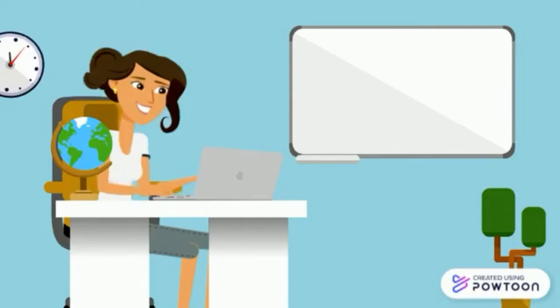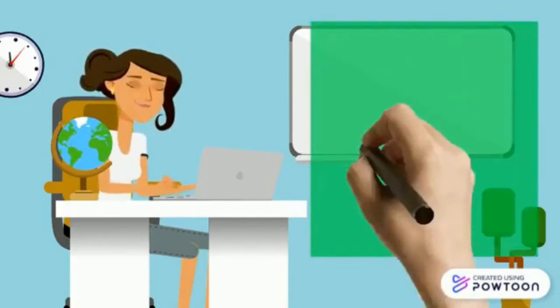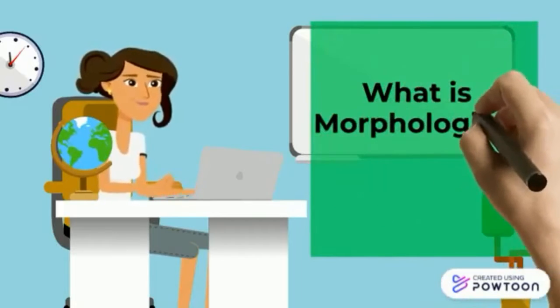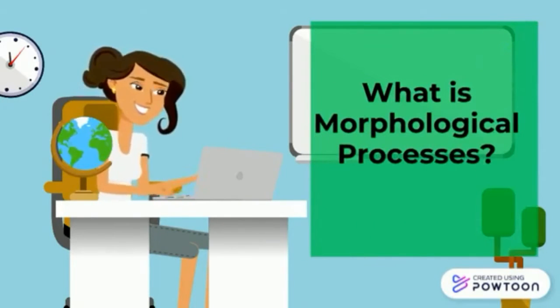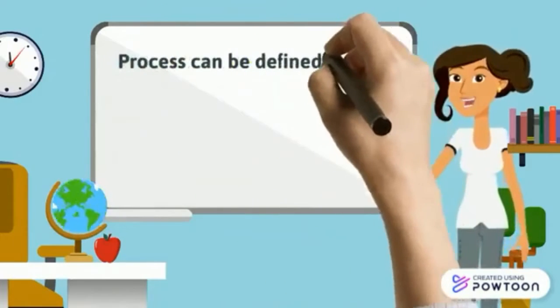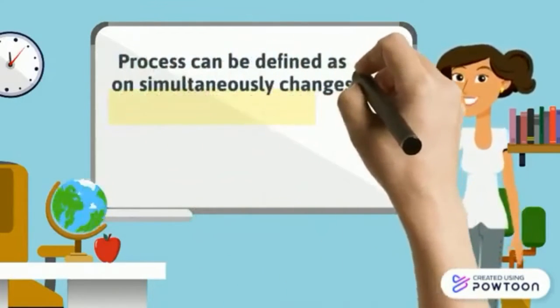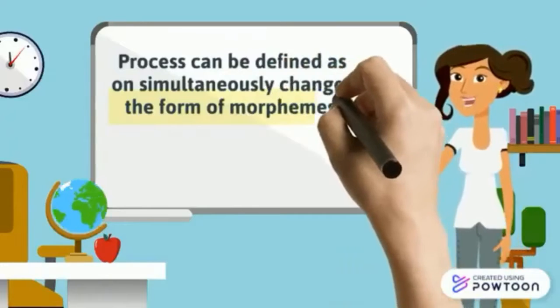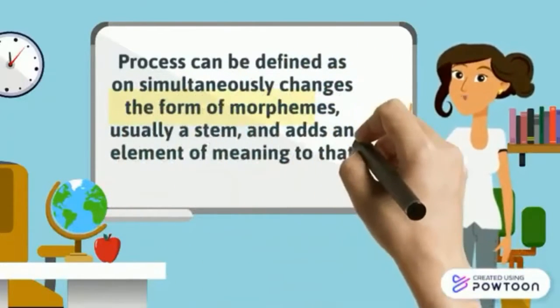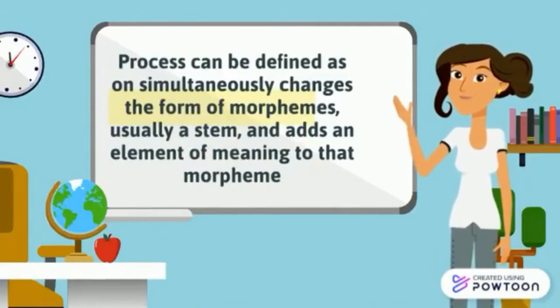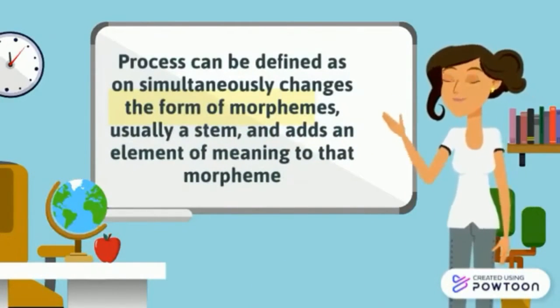Before I explain about the morphological processes, what is morphological processes? Morphological process can be defined as simultaneously changing the form of a morpheme, usually a stem, and adding an element of meaning to that morpheme.